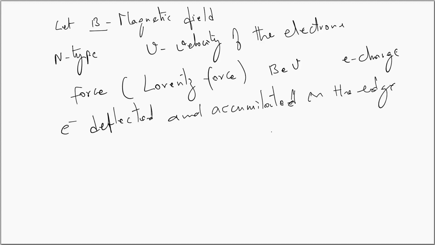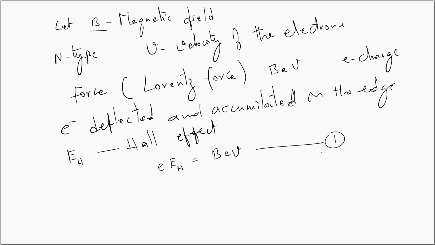Due to the accumulation of the charges on the edge, we'll have an electric field. The electric field is represented with EH, representing that this electric field is established because of the Hall effect. At equilibrium, the deflecting force exerted by the magnetic field on the electrons will be equal to the force exerted by the Hall field EH on the electrons. So we write eEH is equal to Bev.